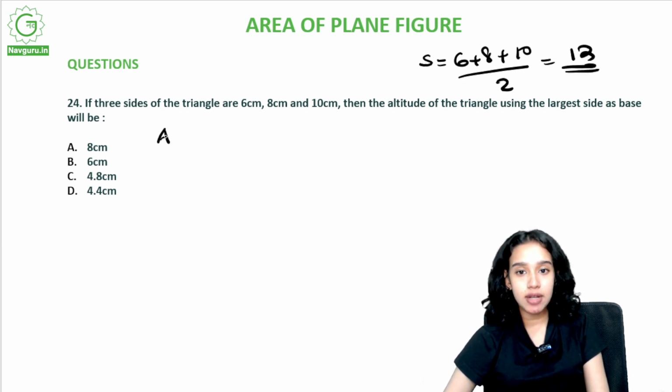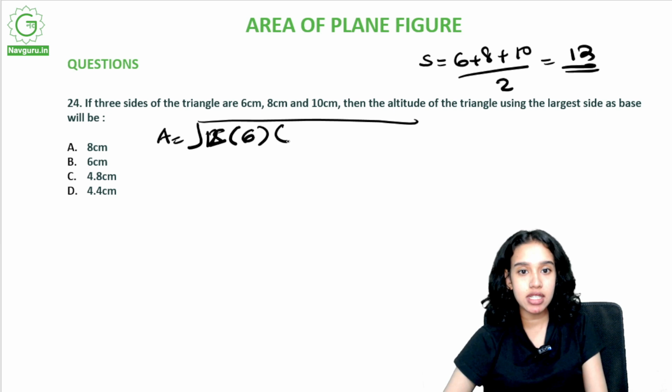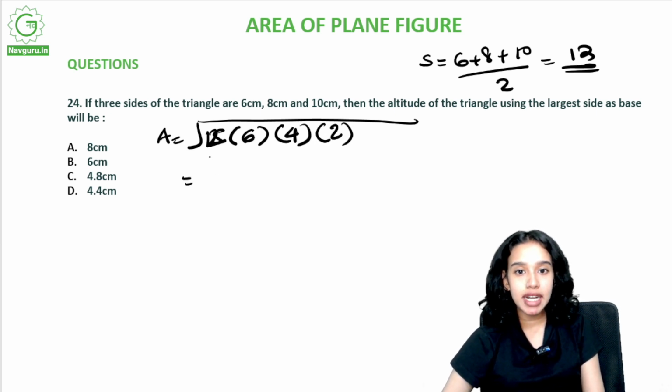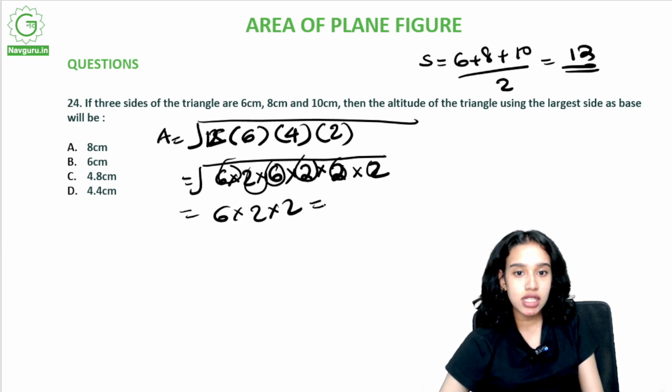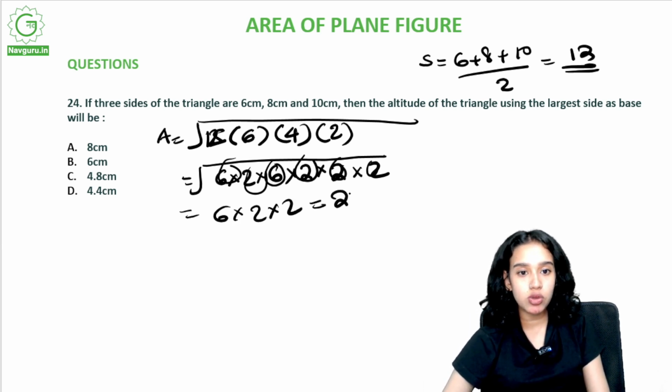Now what is area? Area is equal to root of S into S minus a, and so on. S is 12. 12 into 12 minus 6 is 6. 12 minus 8 is 4, and 12 minus 10 is 2. So we could write 12 as 6 into 2. Again this is 6. This 4 could be written as 2 into 2. This is again 2. So we have 6, 2 and 2. So we have 6 into 2 into 2. This gives us 6 into 2 is 12. 12 into 2 is 24.